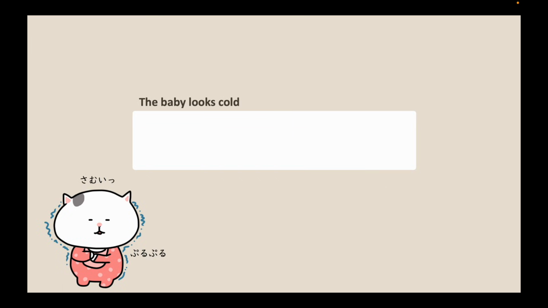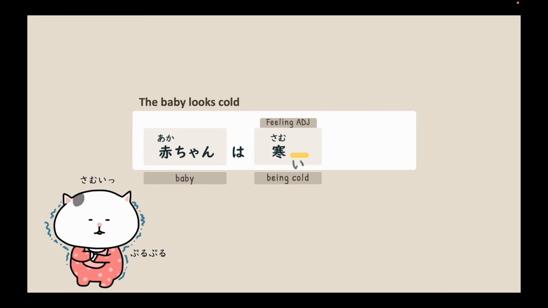You notice that a baby is looking cold or showing signs of feeling cold. How would you describe this using garu? 赤ちゃんは寒がっている. Let's say it one more time. 赤ちゃんは寒がっている.